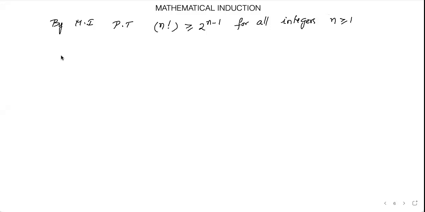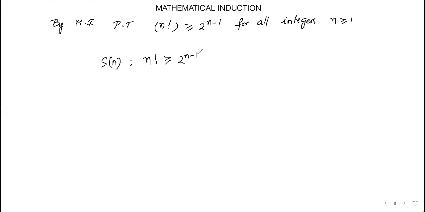Okay, so let us prove that S(n), for n factorial greater than or equal to 2 to the power of n minus 1, is true for all integers n greater than or equal to 1. Okay, so what is the first step?